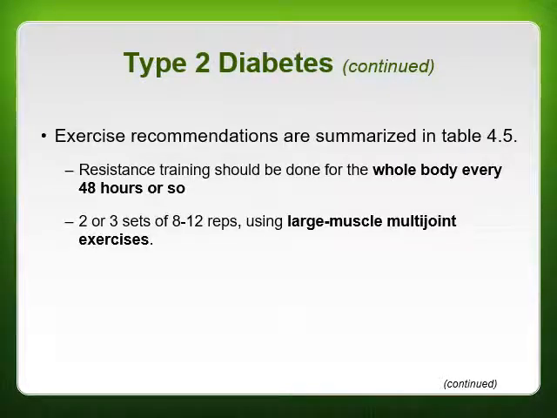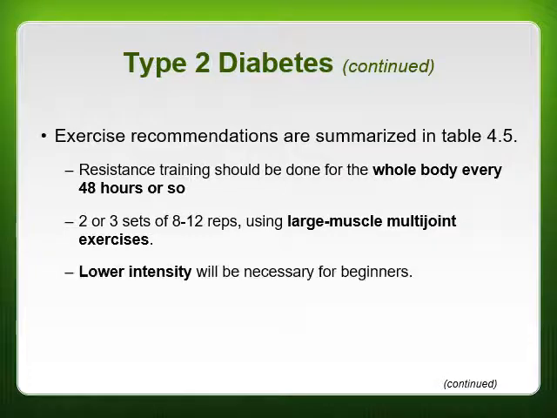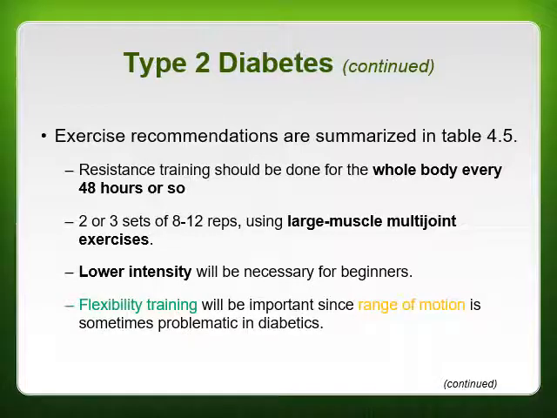So that was cardio. Resistance training: total body, every couple days, so 2 to 3 times per week. 2 or 3 sets, 8 to 12 reps using large muscle multi-joint exercises. This is very much like the general population. Lower intensity will be necessary for beginners, but as exercise is tolerated, you can obviously then begin to progress.